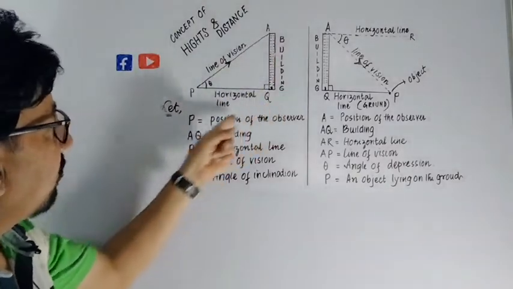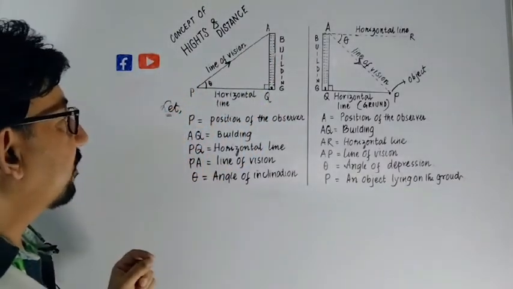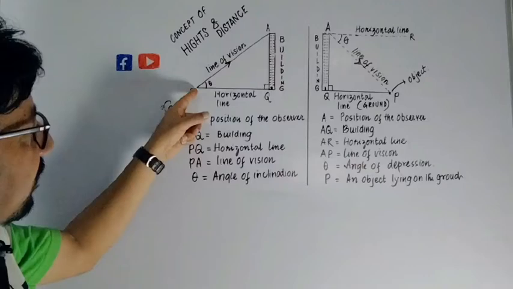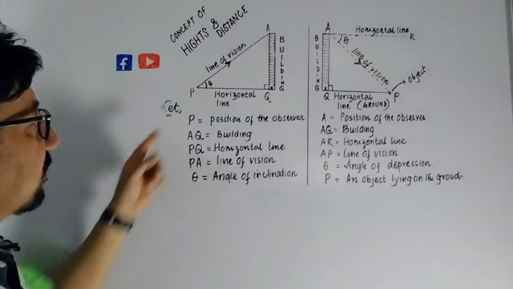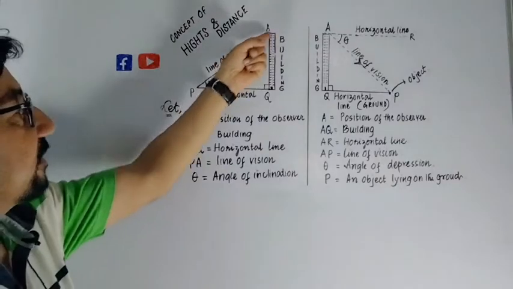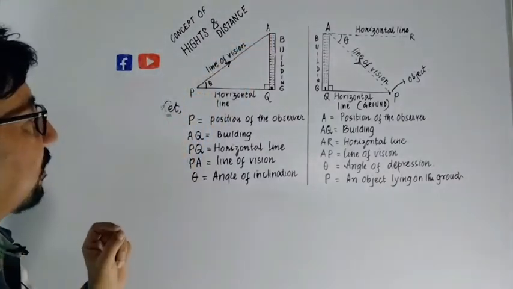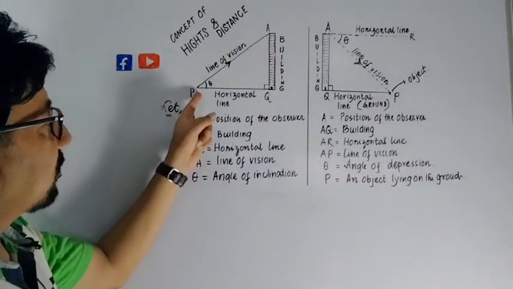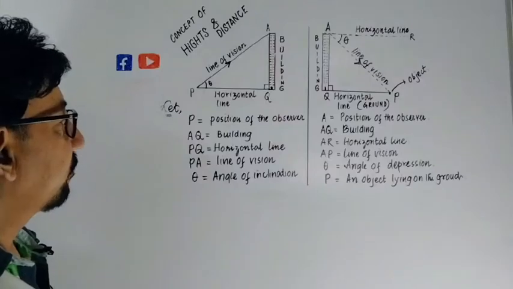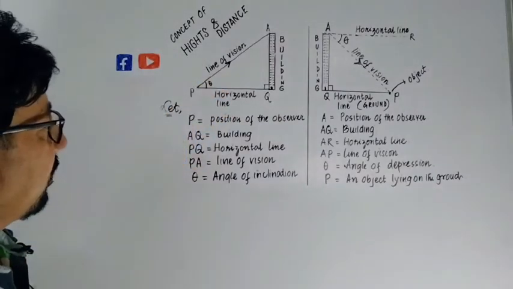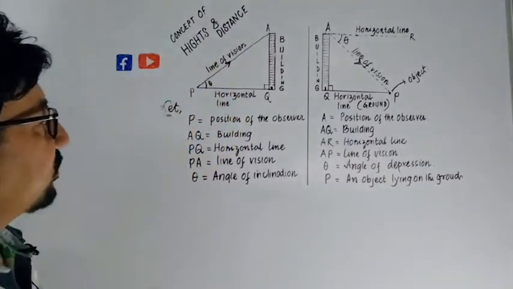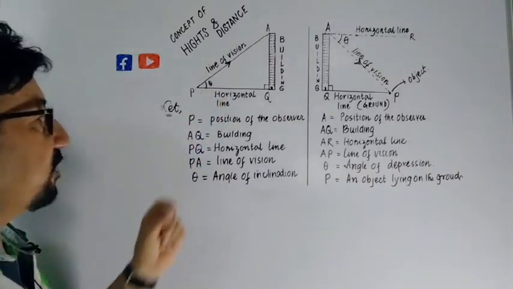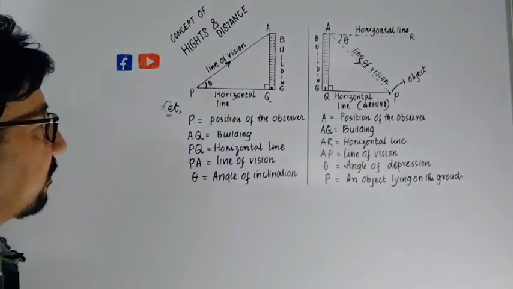In the first diagram, P is an observer and AQ is a multi-storied building. Suppose the observer at P is observing the top of the building along this line. This is called line of vision. Now, PQ is a horizontal line from the observer up to the building. Now, there is an angle between the horizontal line and the line of vision, which is called angle of inclination. Here, theta represents the angle of inclination.